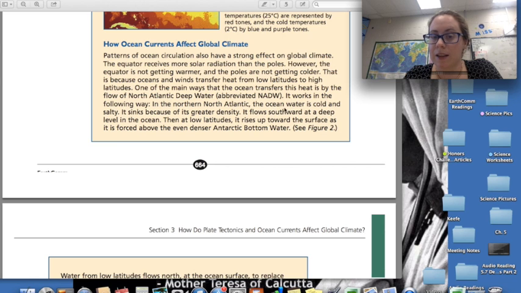In the North Atlantic, the ocean water is cold and salty. It sinks because of its greater density. It flows south at a deep level in the ocean.